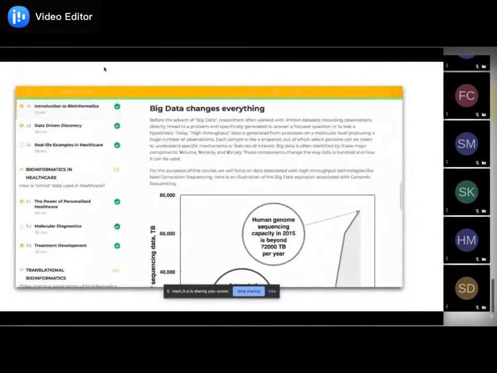So it's not so distinct past where data generation was the bottleneck. In the past, we were trying to understand by doing single experiments. We were trying to understand a single enzyme, a single protein, the function of a single gene.